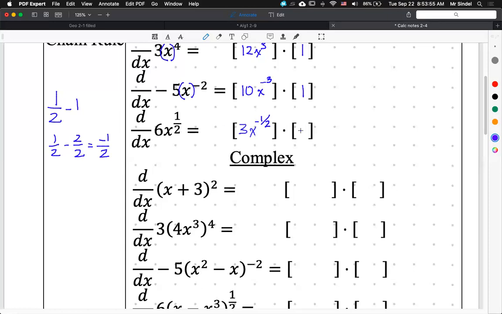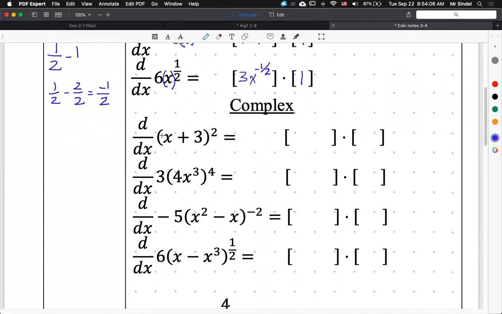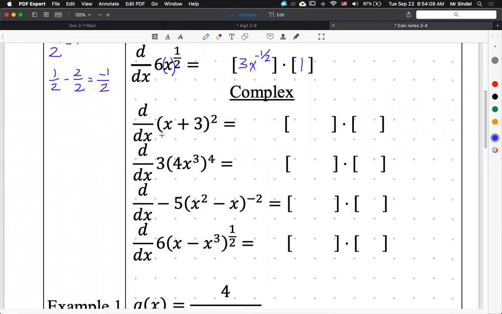All right, and then I'll do this last one. Yep, dinner is still 1 because the inner was x. Now the inner is not going to be just x. It'll be maybe a little bit more than that. So it's what I am asking for when I say it's a complex number.